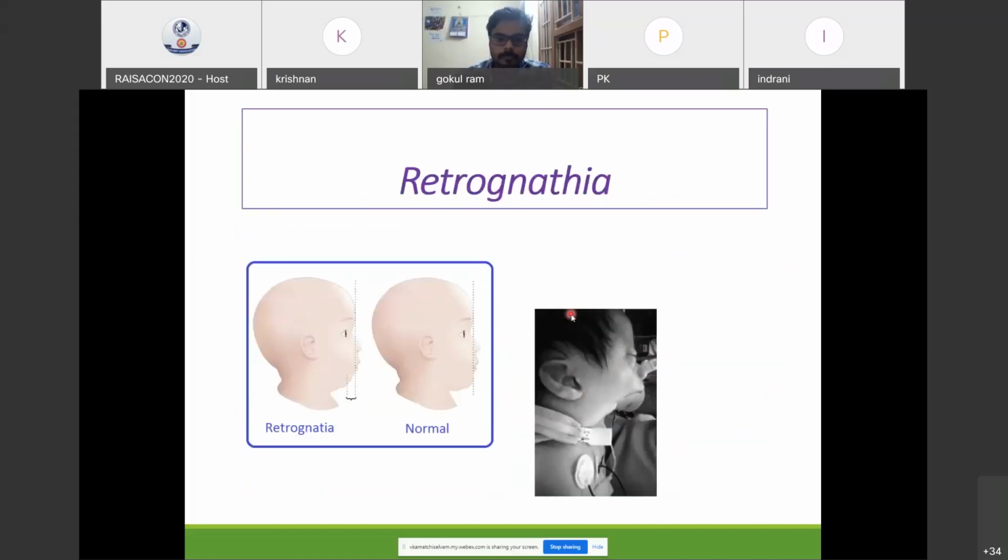Okay, fine. Then we will go to the next syndrome. How do you measure this retrognathia? Because you said retrognathia. Yes, sir. Retrognathia can be measured from the lateral aspect of the patient, sir. We can measure the amount of retrognathia or mandibular length, sir. Mandibular length means you are talking about this length. Yes, sir.